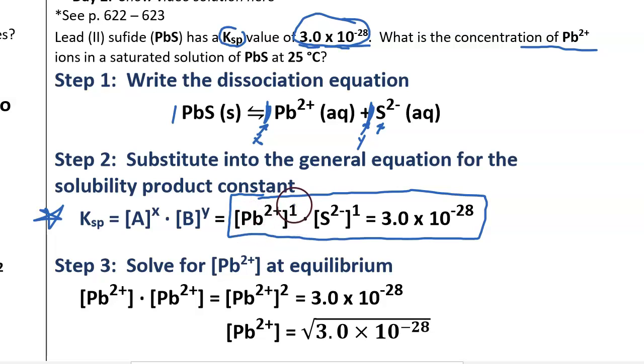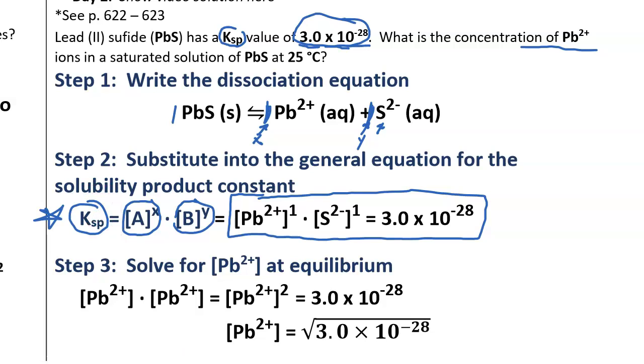This part right here is our substitution for this. This part right here is our substitution for this. And this number right here is what we're substituting for KSP.